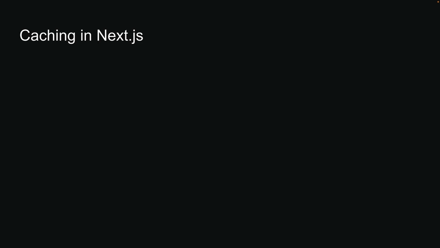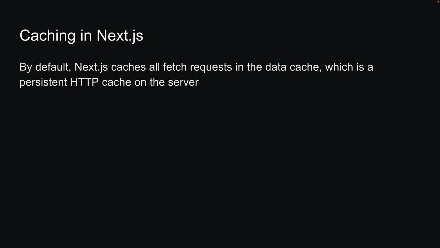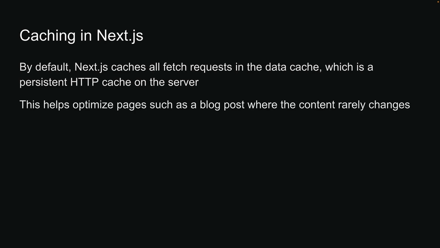Let's recollect what we know about caching in Next.js. By default, Next.js caches all fetch requests in the data cache, which is a persistent HTTP cache on the server. This helps optimize pages such as a blog post where the content rarely changes.